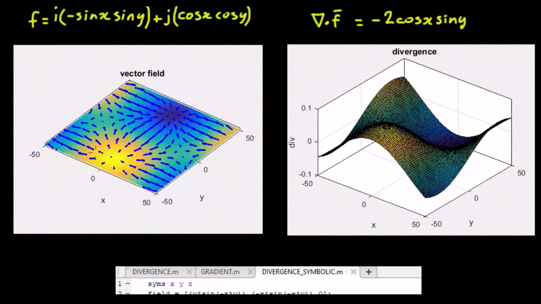So we've said that a source is going to give a positive value for the divergence, and the sink will give you a negative value for the divergence. And you can see that here because the yellow region has got a positive value for the divergence, and the blue region has got a negative value for the divergence. So the divergence is just going to be a scalar function of the position. So let's go ahead and have a wee look at it in Matlab.